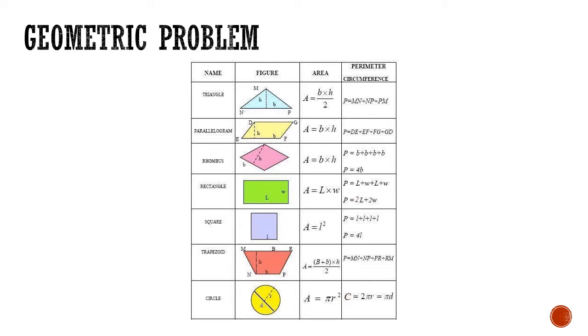Dito, mapapansin nyo yung iba't ibang formulas tulad ng area and perimeter involving yung mga shapes like triangle, parallelogram, rhombus, rectangle, square, trapezoid, and circle. Syempre, meron pang mga shapes na involved dito na kung saan magagamit natin sa ating sample problem.